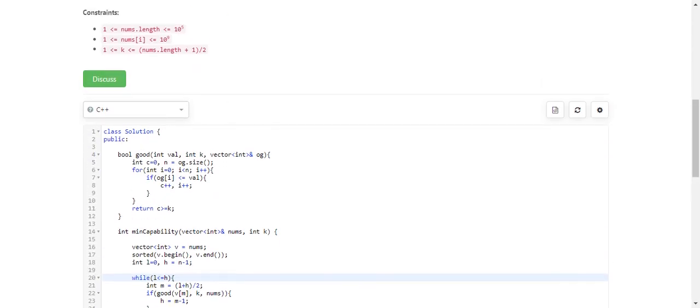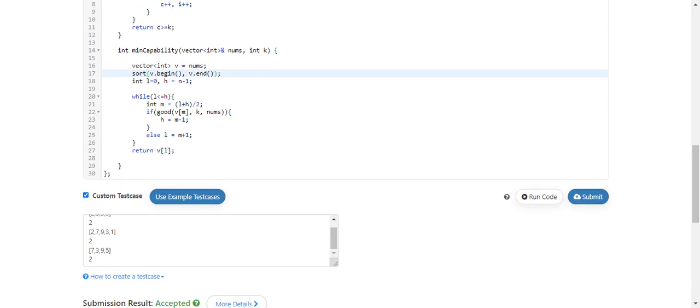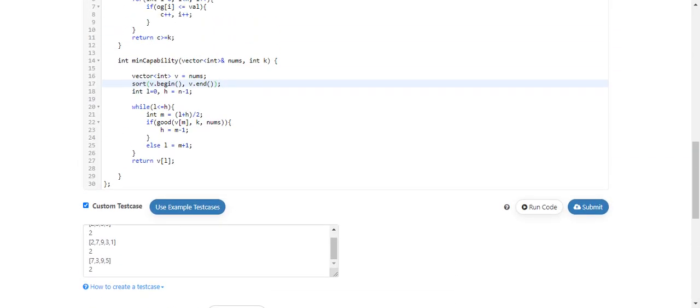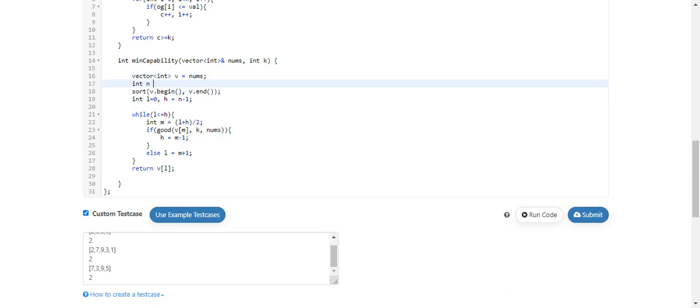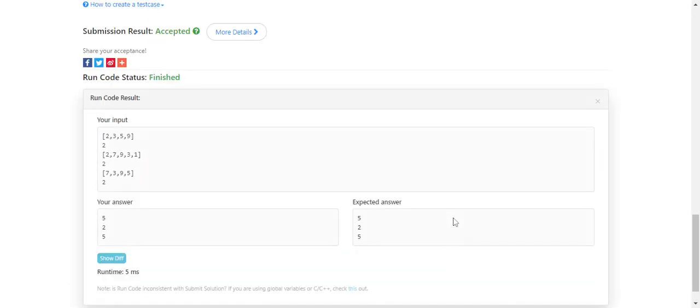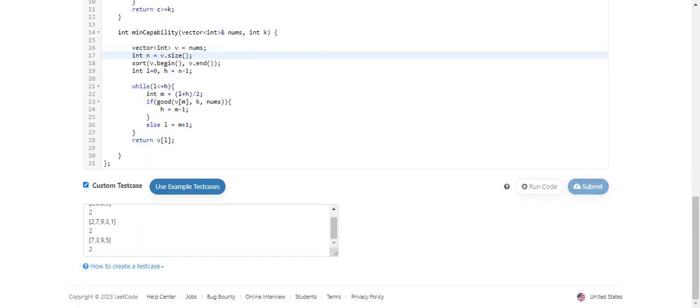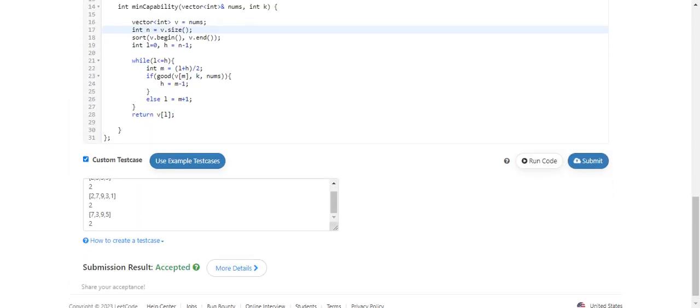Okay, sorted is not defined, it's sorted. Okay, n is not defined. Yeah, sure. So int n is equal to nums.size or v.size. And 252, let's try to submit this. I think it's a pretty simple question, but yeah, just needed the observation.